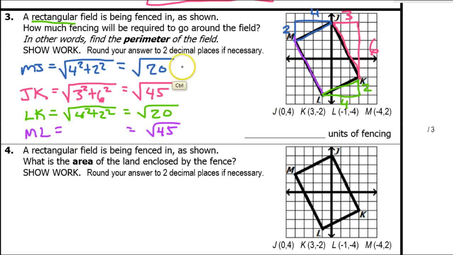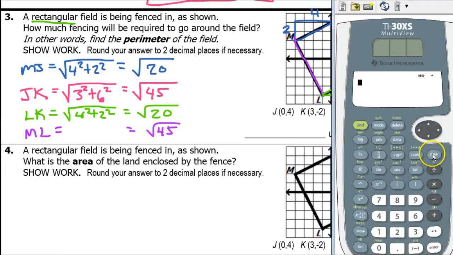Okay, so the perimeter will be the sum of all of these. So if I add all of these up, that's going to be the square root of 20 plus the square root of 45 plus the square root of 20 plus the square root of 45. So that's 10 root 5, but they want decimal places. So that's 22.36.